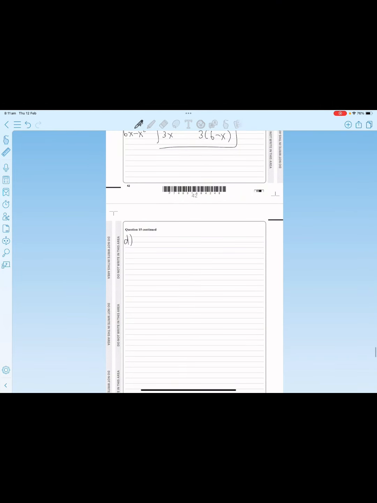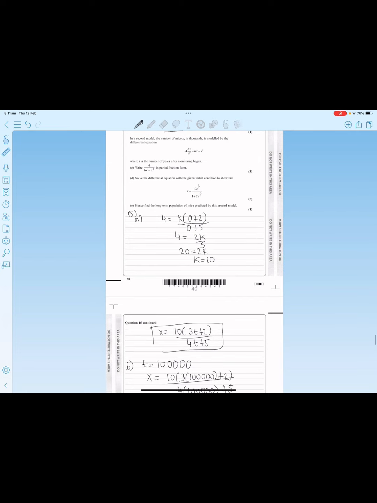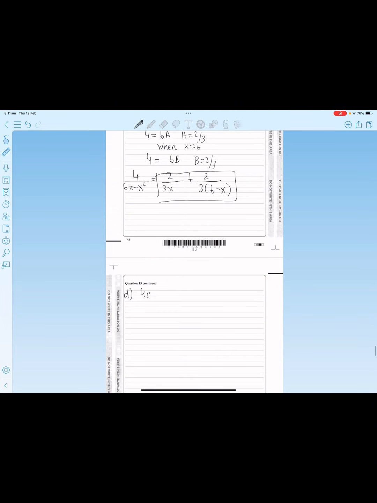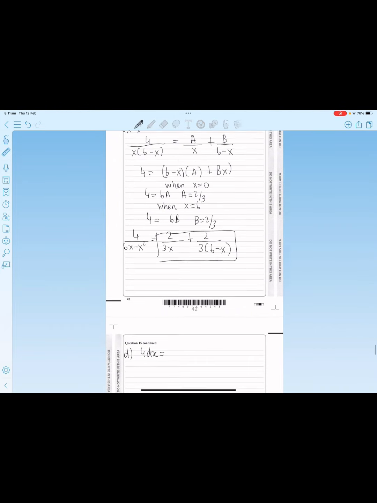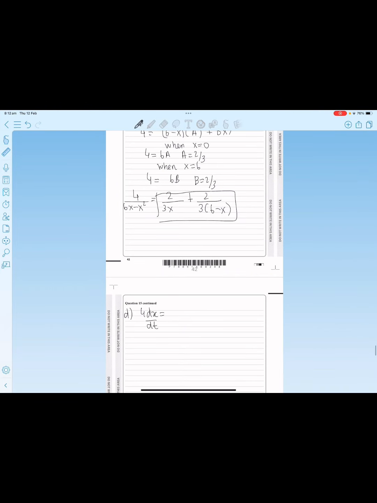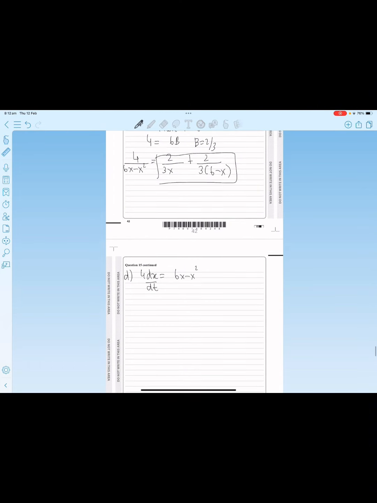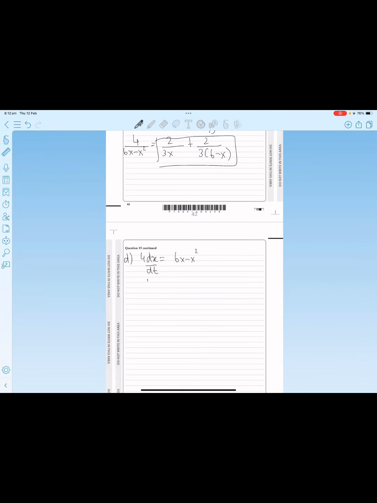D. My differential equation was 4 dx over dt, is it? Yeah. 4 dx over dt is equal to 6x minus x squared. Okay, so let's start solving. So I can say 4 divided by 6x minus x squared dx is equal to dt, simply treating it like a fraction. Let's integrate both sides.